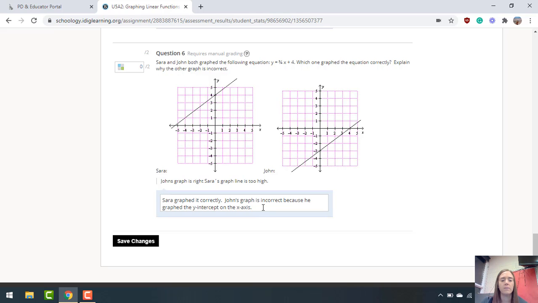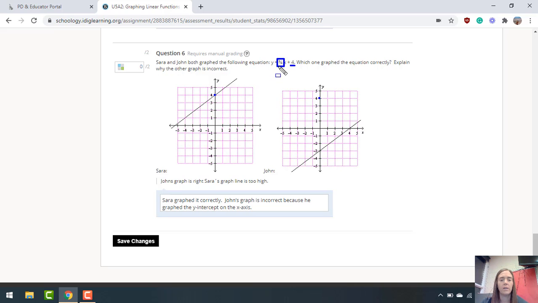Okay, so then this last question is another one where two people graphed, and you have to figure out which one is correct. So on this one, you can see your slope right here is 3 over 4. Okay, so 3/4 is your slope. And then your y-intercept is 4. Okay, so they would have to start at 4. Okay, that one starts at 4, this one doesn't. So this one can't be correct because they started in the wrong spot.